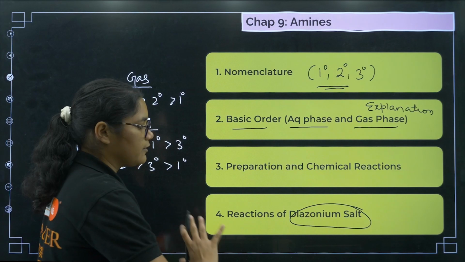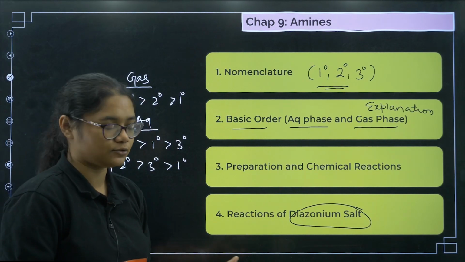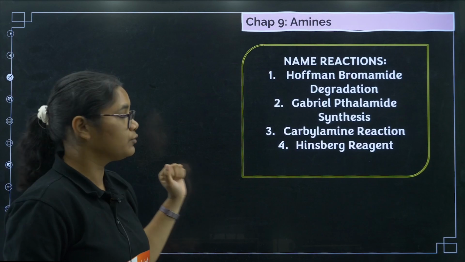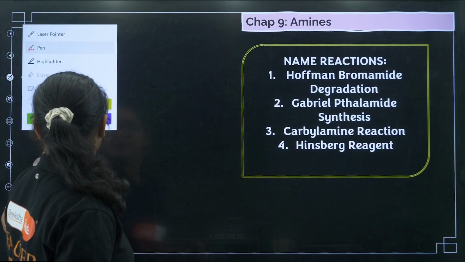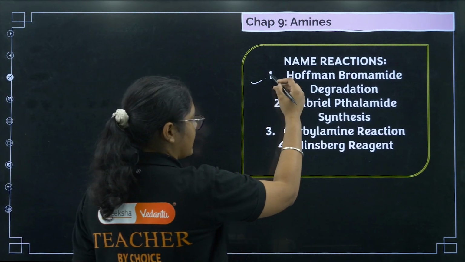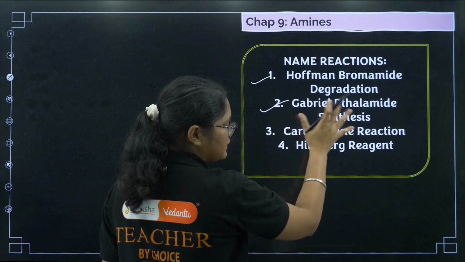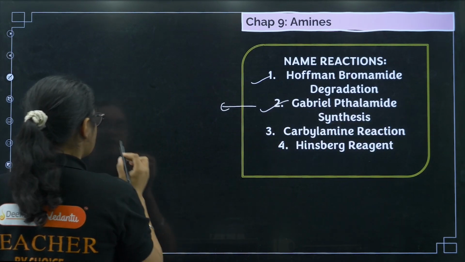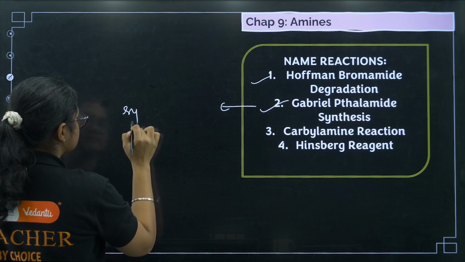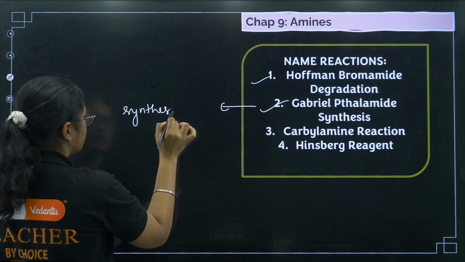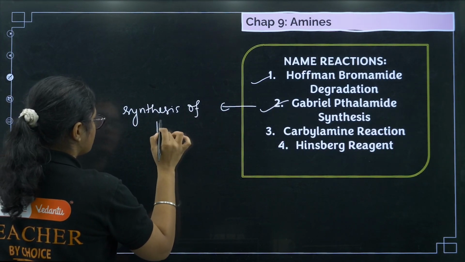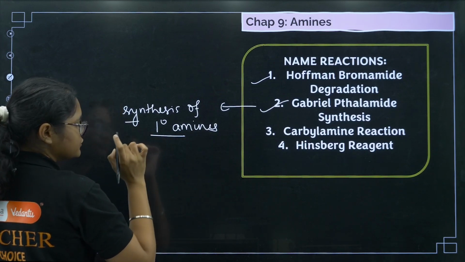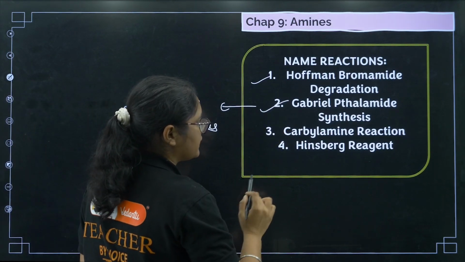So make sure that you have learned all the reactions of diazonium salt. Next, coming to the name reactions in this chapter. So you have Hoffman bromamide degradation, okay, very important reaction. Gabriel phthalimide, very big lengthy reaction. And here a reasoning question is also asked, that it is only used for the synthesis of primary amines. Why? Okay, so this question also you should prepare from this particular reaction.